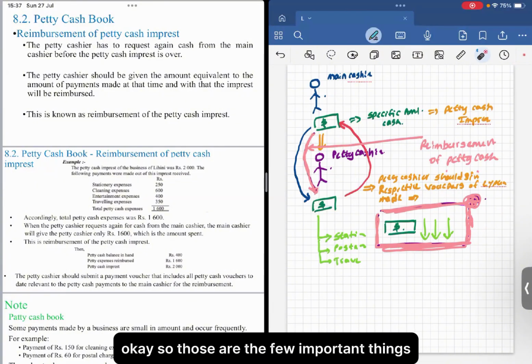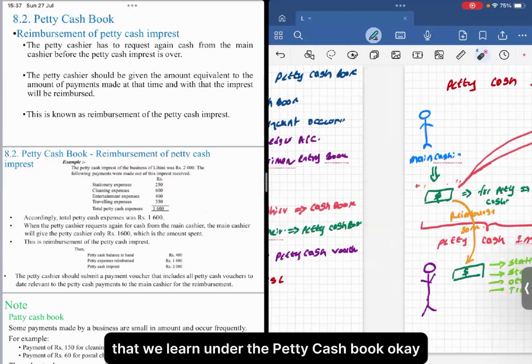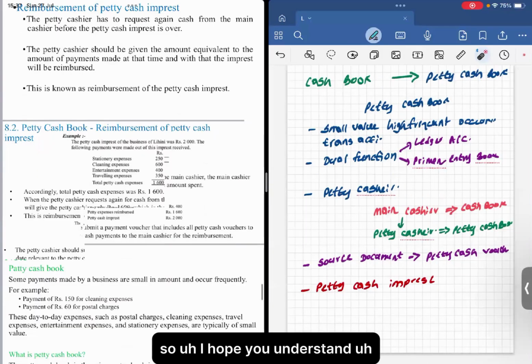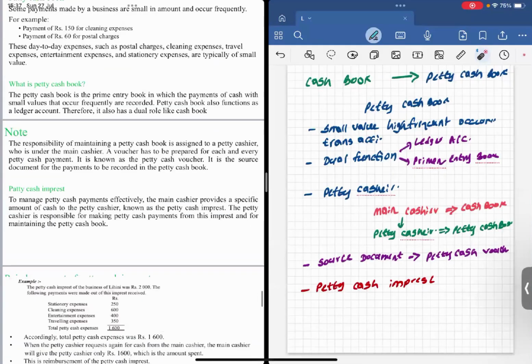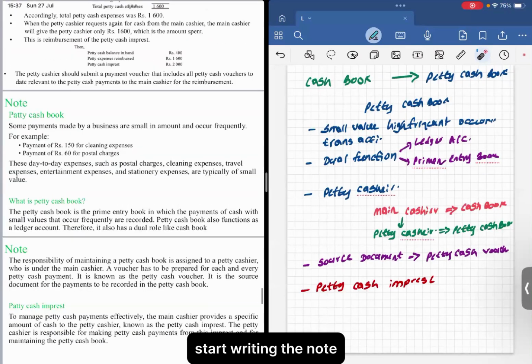So those are the few important things that we learn under the petty cash book. I hope you understand what has been explained. You can take a couple of minutes and start writing the note.